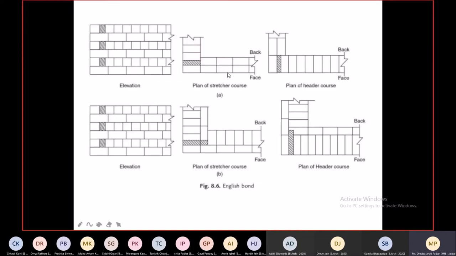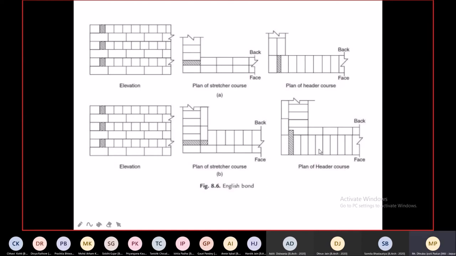Now see, this one is English bond. This one is also English bond, but the thickness is different, right? This is a one brick thickness wall, and this one is a 1.5 brick thickness wall, correct? But if you look at the elevation, you would be able to see the same type of elevation. One course with headers and one course with stretchers, alternate headers and stretchers. So the elevation would be the same, but the arrangement of bricks in the plan would be a little different, right? So this is the stretcher portion.